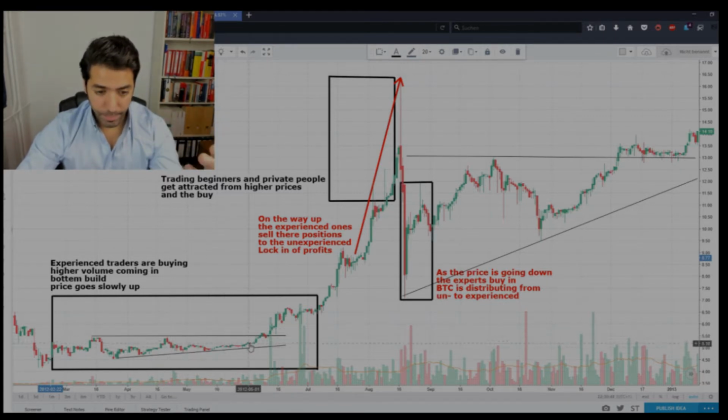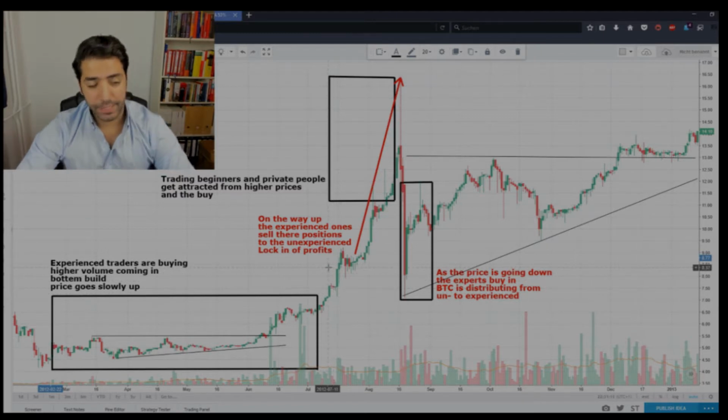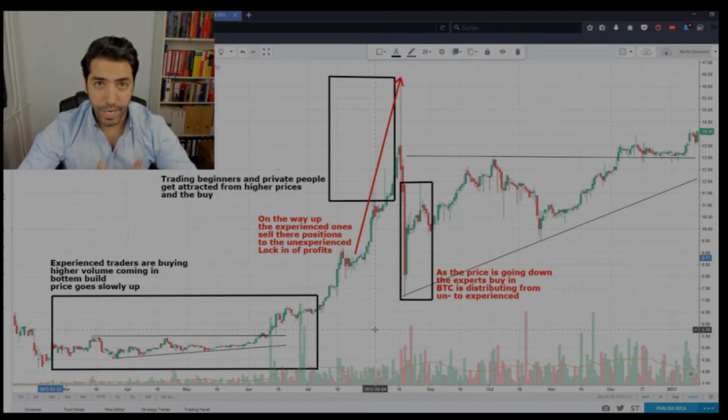What happens then after a certain time, around mid of June, is that we see higher volume coming in, and the price broke through this resistance line. We spoke about resistance and support lines. So the price broke through, and again we have higher volume, so the price is going up again. As we spoke about, this area is the area of the informed, experienced traders or investors in Bitcoin in this particular case.